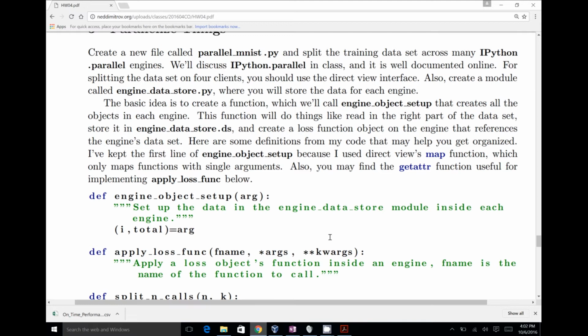Okay, so engine data store is something that's going to get imported at the engines. And that's where you're going to create the data set in each engine. So each engine is going to import engine data store, and inside of it, it's going to import only a fourth, or whatever fraction of the total data set you're going to store at that engine. Does that make sense? And then parallel mnist is going to be what gets executed at the client side. That's going to be the thing that runs stochastic gradient descent, and stochastic gradient descent is going to use all of those engines to compute gradients over the entire data set.